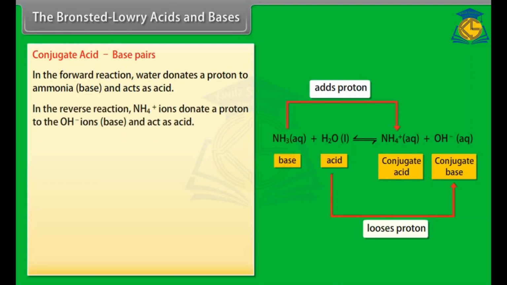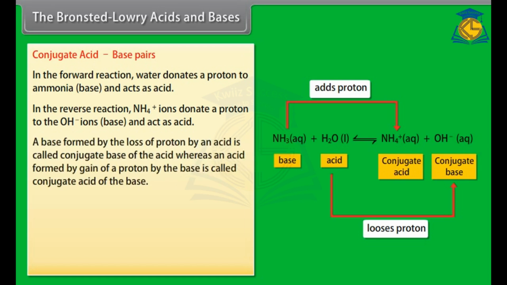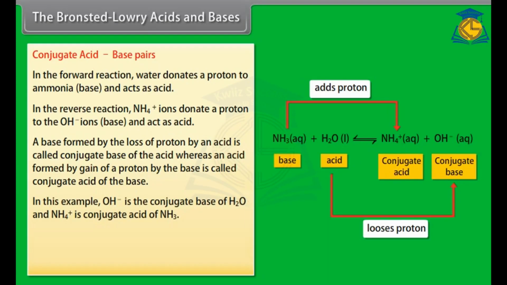In the reverse reaction, NH4+ ions donate a proton to the OH- ions, base, and act as acid. A base formed by the loss of proton by an acid is called conjugate base of the acid, whereas an acid formed by gain of a proton by the base is called conjugate acid of the base. In this example, OH- is the conjugate base of H2O and NH4+ is conjugate acid of NH3.